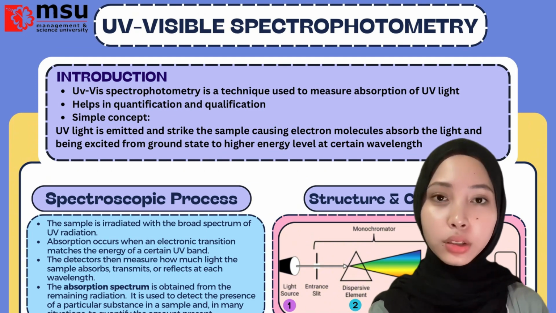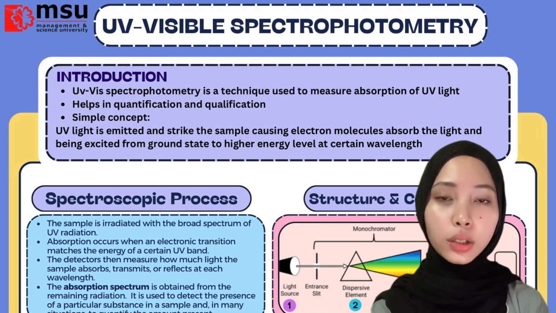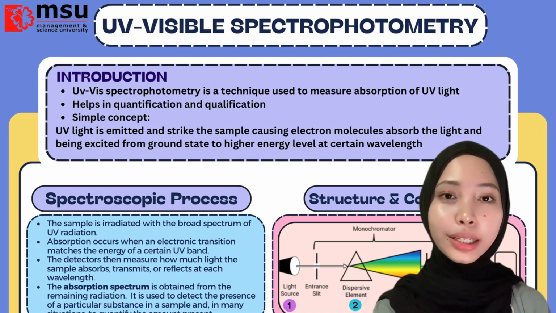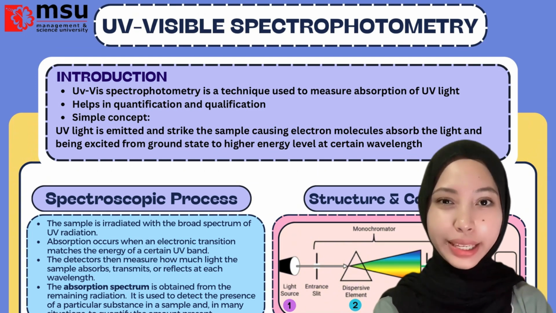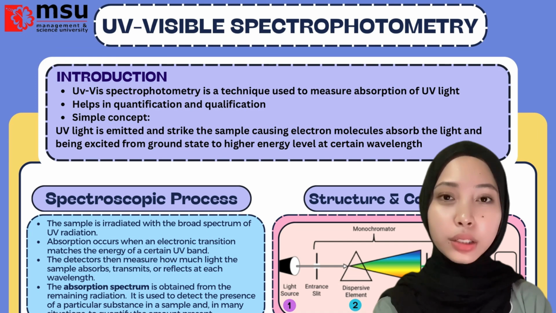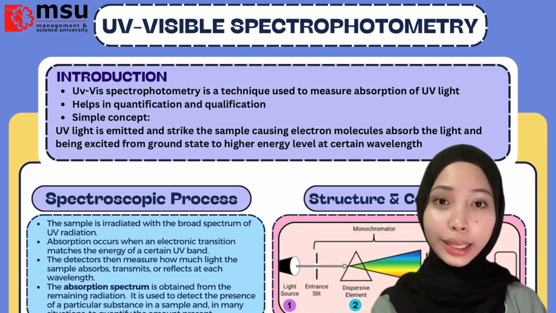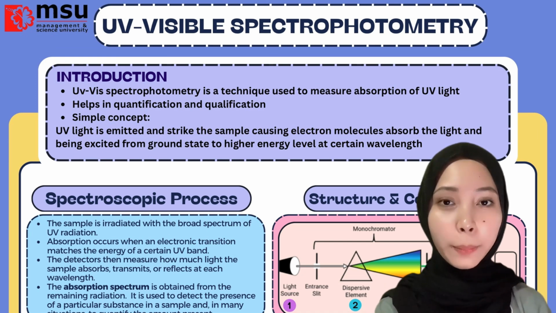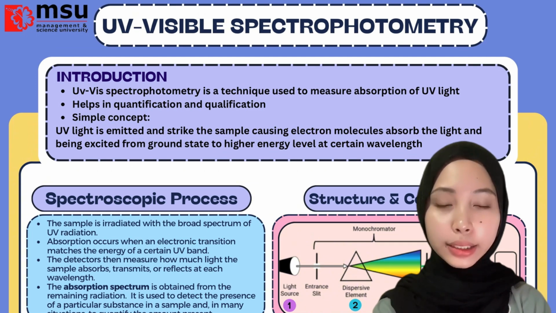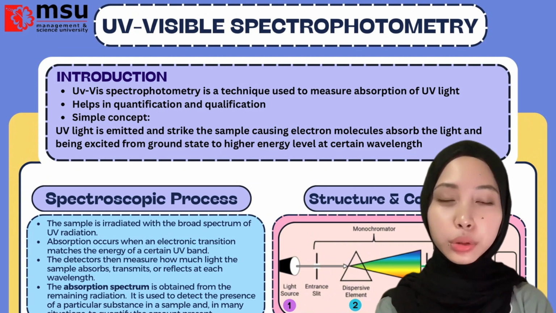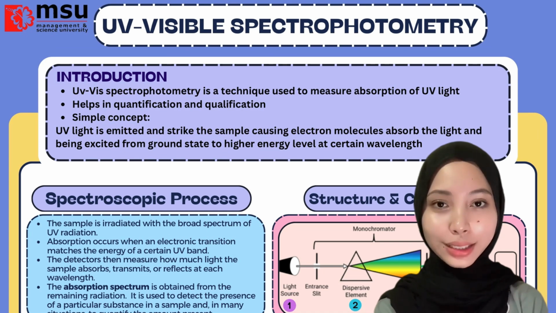In UV-Vis spectroscopy, there will be a light source emitting UV light or visible light, which will strike the sample cell. The sample cell containing electron molecules will absorb the light at certain wavelengths and be excited from the ground state to a higher energy level, which is what we call electron excitation. The remaining light that is not absorbed by the electrons will pass through and be detected by the detector in the machine, which will produce a result that we call transmittance.